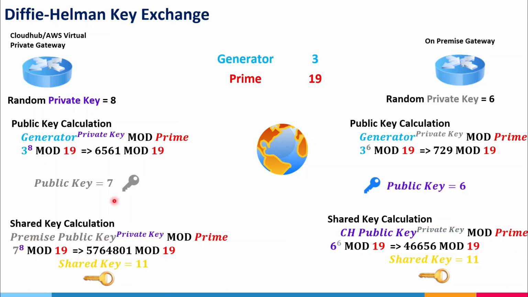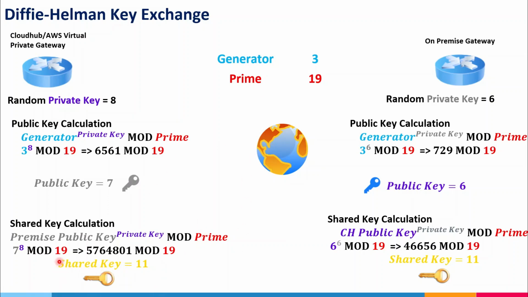The public key which we received from on-premise was 7. So 7 raised to 8 mod 19 turns out to be this value, and finally we get a shared key, which is 11. Same calculations go on at on-premise, and the shared key turns out to be 11. So both the parties now have the same shared key, which is not at all shared over the internet, right? It was derived at their own premise. It didn't go through the internet.